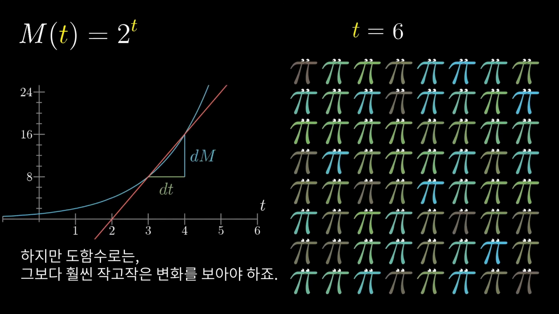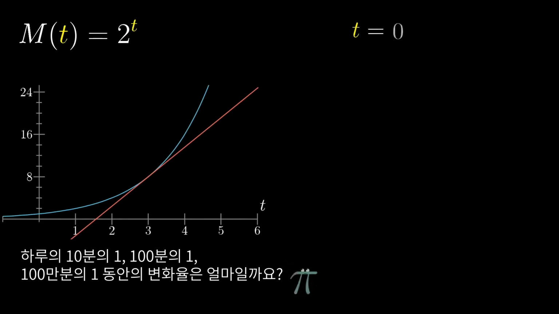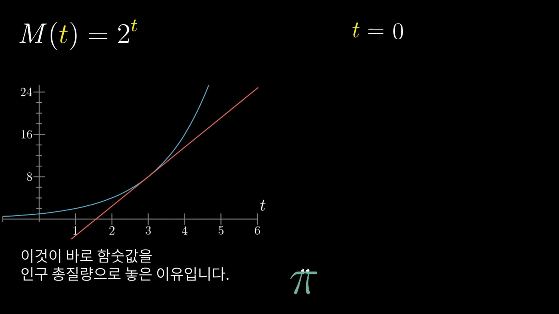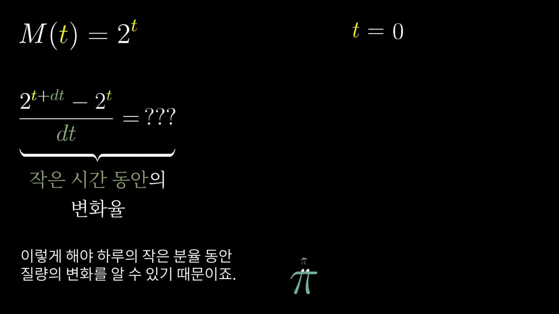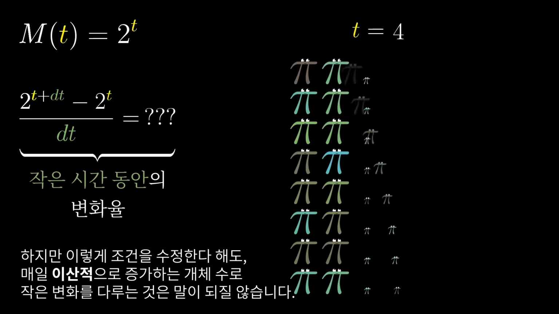But for the derivative, we need to ask what happens for smaller and smaller changes. What's the growth over the course of a tenth of a day, a hundredth of a day, 1/1,000,000th of a day? This is why I had us think of the function as representing population mass, since it makes sense to ask about a tiny change in mass over a tiny fraction of a day, but it doesn't make as much sense to ask about the tiny change in a discrete population size per second.